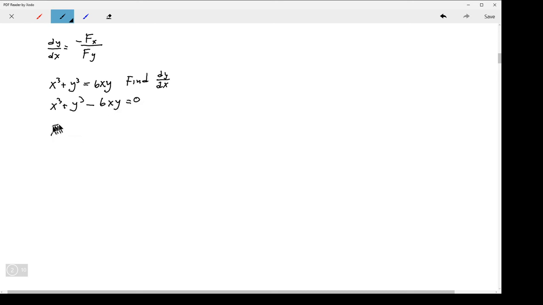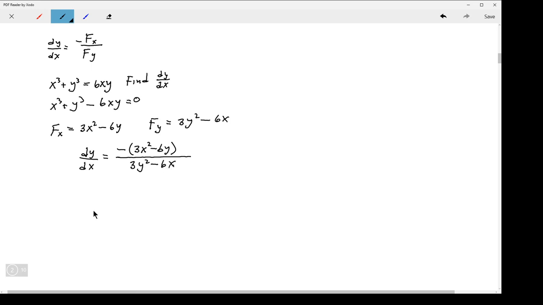All right, Fx, the derivative with respect to x, is going to be 3x squared minus 6y. Fy is going to be 3y squared minus 6x. So dy dx is going to be negative Fx, 3x squared minus 6y, over 3y squared minus 6x. And I'm done.